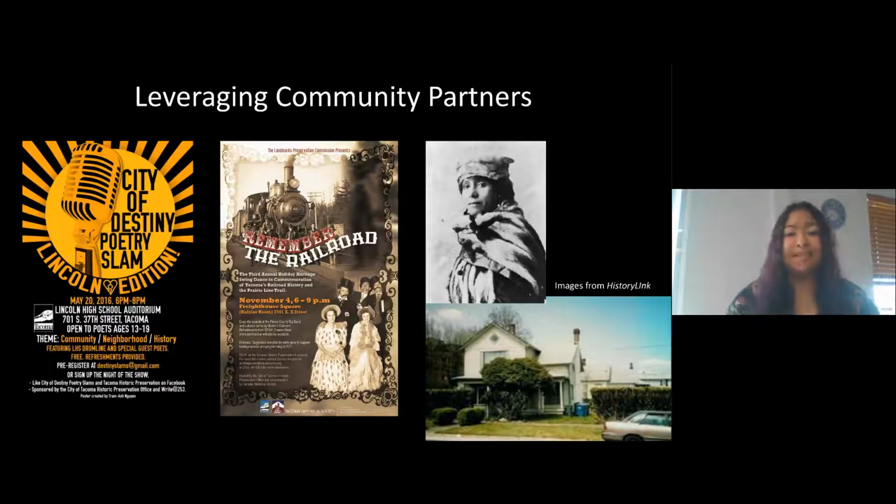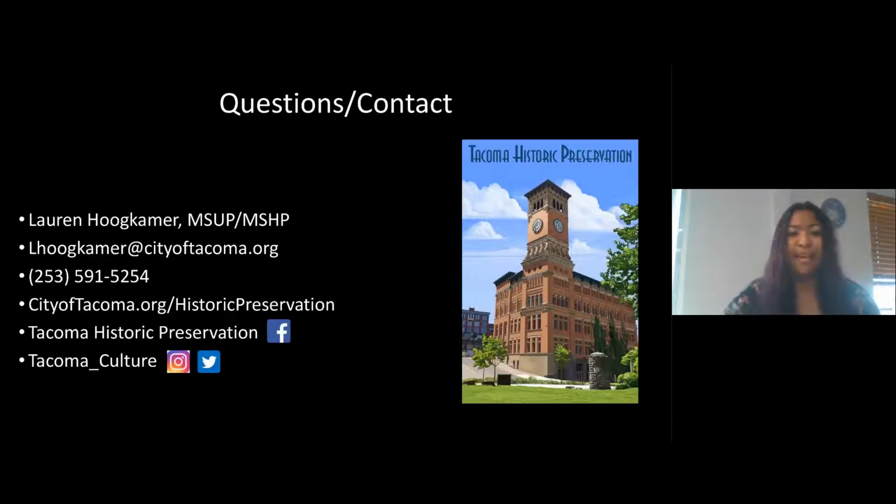Now, that's not something the city could accomplish on its own, right? So it was really important to build those relationships with the community, right? Build and put the right people together. It doesn't have to be all your own work or all reinventing the wheel. There are experts out there who know what they're doing. And so that is what I have for this part.